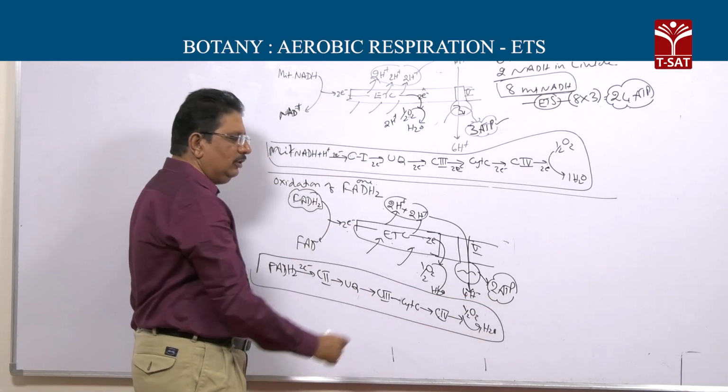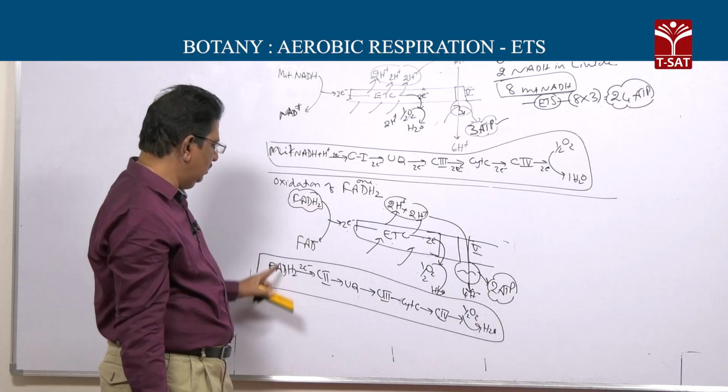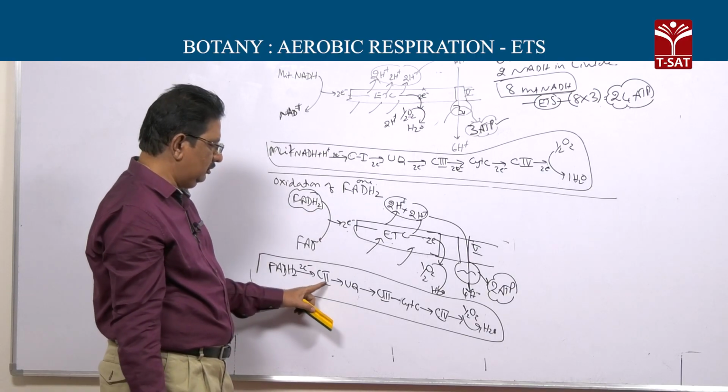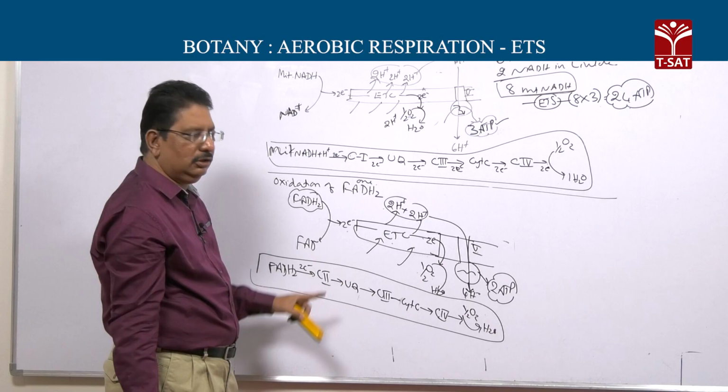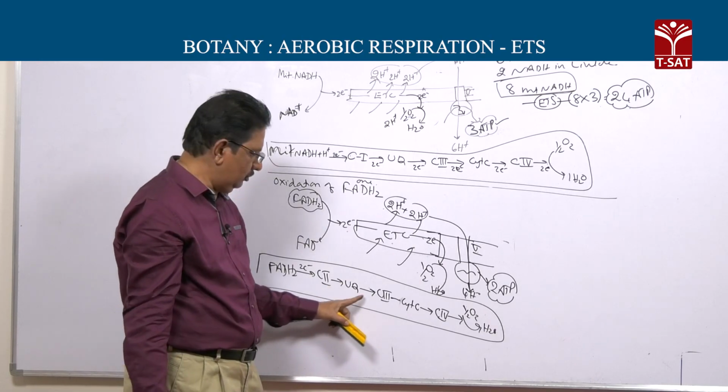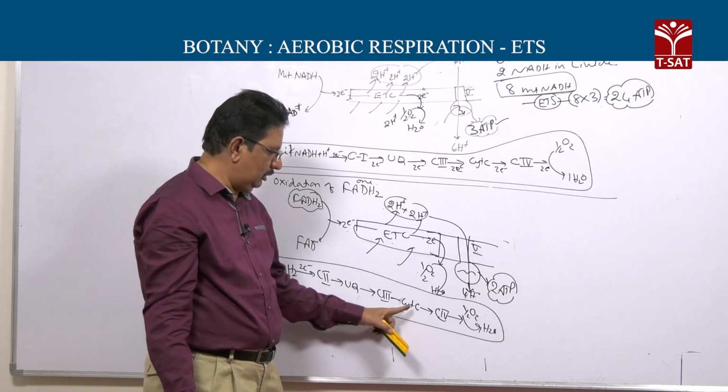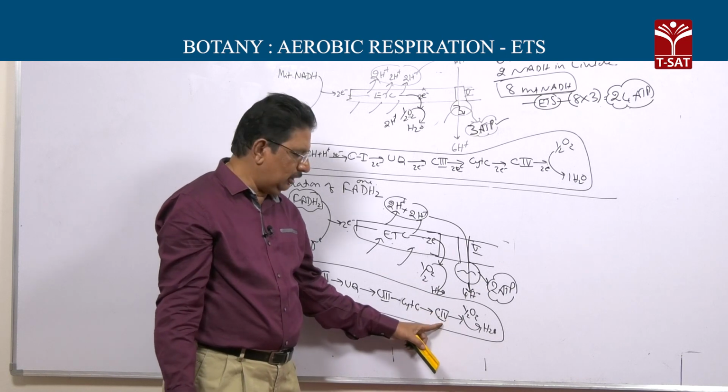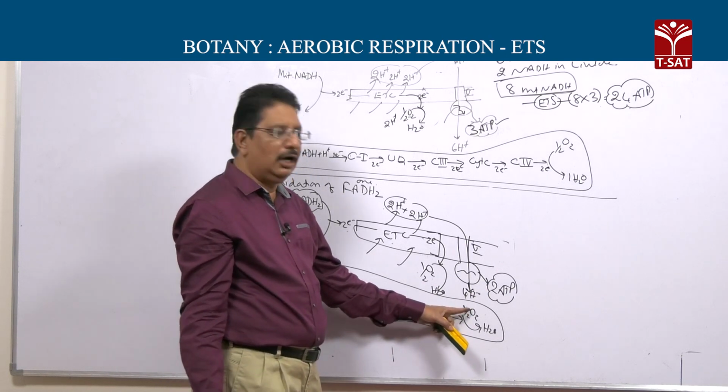So, the correct sequence of electron travel during FADH2 oxidation is complex 2, not complex 1. From there to ubiquinone, from there to complex 3, cytochrome C, and finally complex 4, and lastly oxygen.